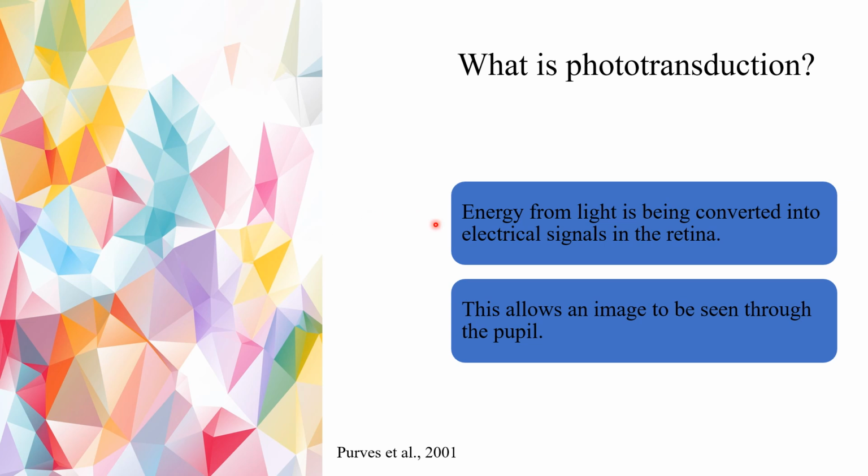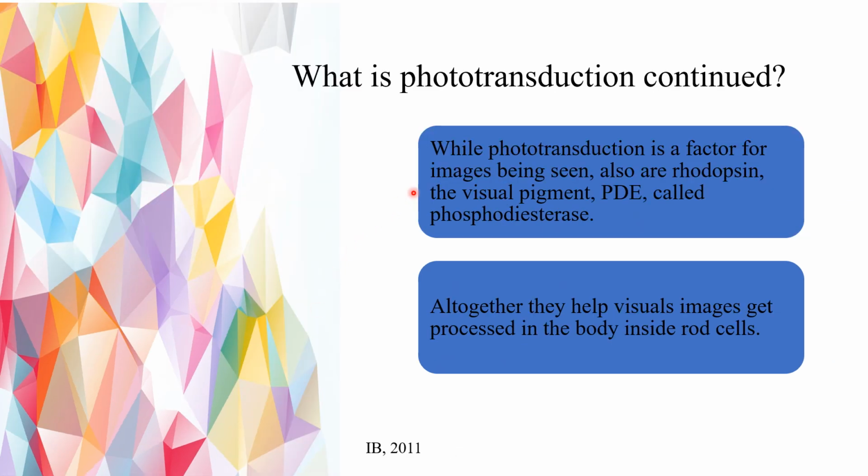Phototransduction is the energy from light being converted into electrical signals in the retina. This allows an image to be seen through the pupil. While phototransduction is a factor for images being seen, also involved are rhodopsin, the visual pigment, and PDE, called phosphodiesterase. Altogether, they help the visual images get processed in the body inside rod cells.